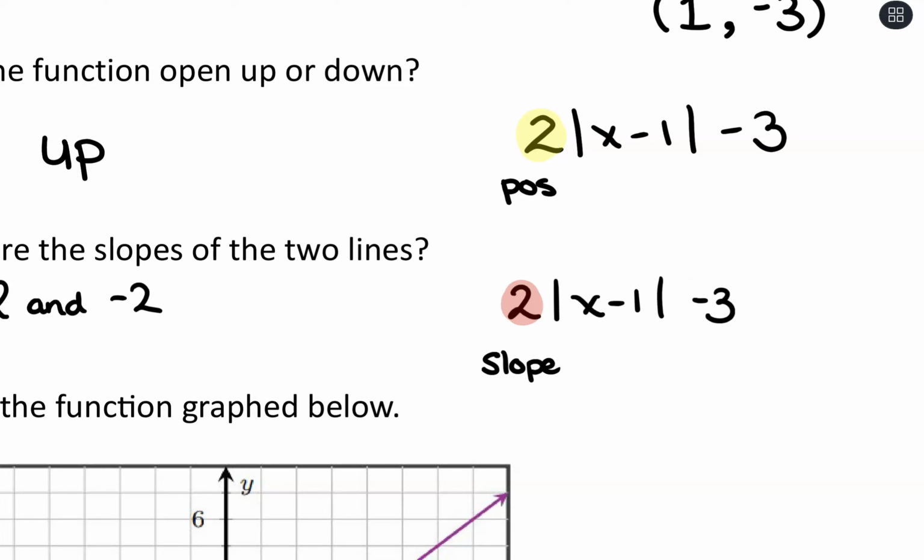So that piece tells us two things. One, whether it's opening up or down, whether it's positive or negative. And then it's telling us the slope that we're working with. Again, this is all coming from our transformations, like this is our vertical stretch. And then it being positive or negative is all about if there's a reflection or not. So if there's no reflection, it stays opening upward. If there is a reflection, it opens downward.